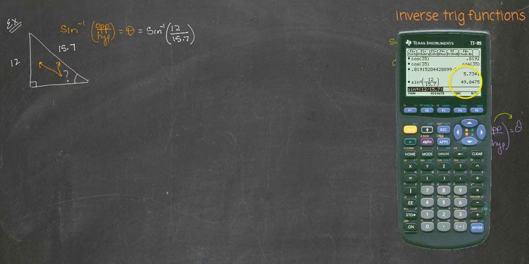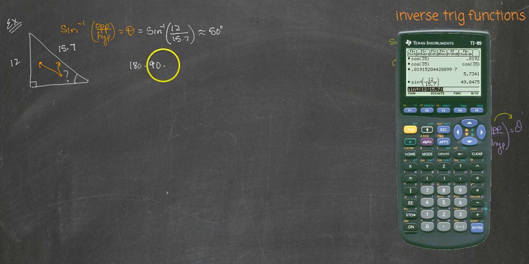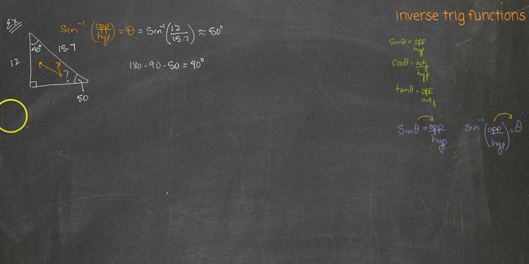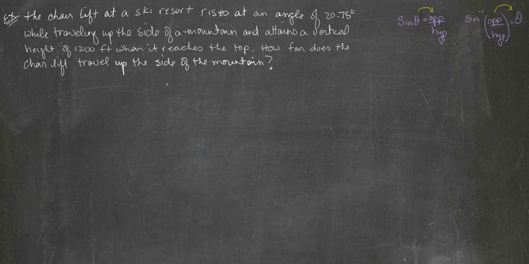So if I want to round this, I'm going to say that the angle theta is approximately 50 degrees. And of course I can find the other angle very easily because 180 minus 90 minus 50 equals 40 degrees. And so I know that this is 40 degrees and the question mark angle equals 50. So that's a pretty handy little tool. Let's use it to solve a word problem.